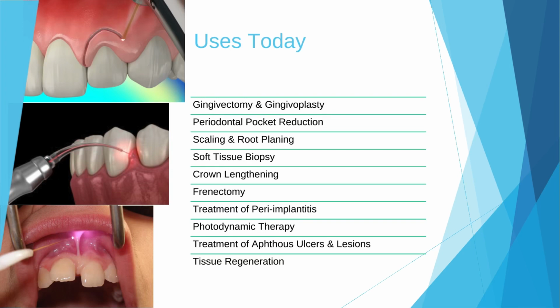Next, I will be discussing some of the uses today for lasers. First up is a gingivectomy, or removal of extra gingival tissue, and gingivoplasty, which is the reshaping of the gingiva. So these are both procedures that can be performed with lasers. This is frequently done to make the gums look better or to get the tissue ready for restorative operations.